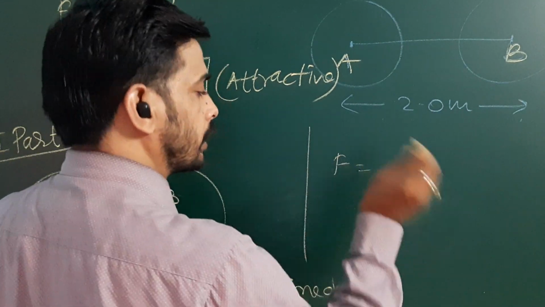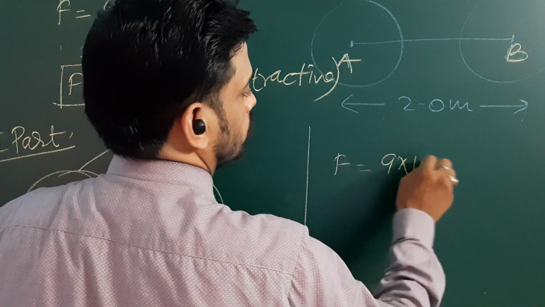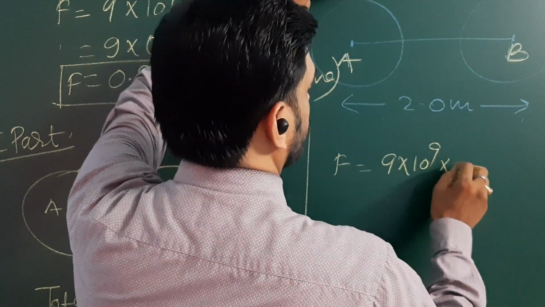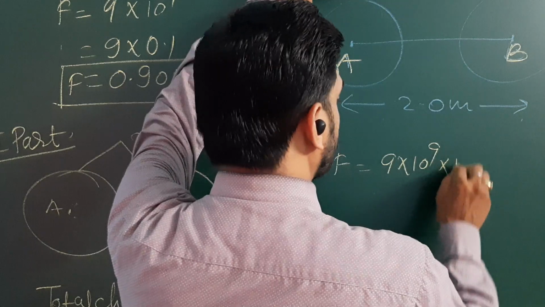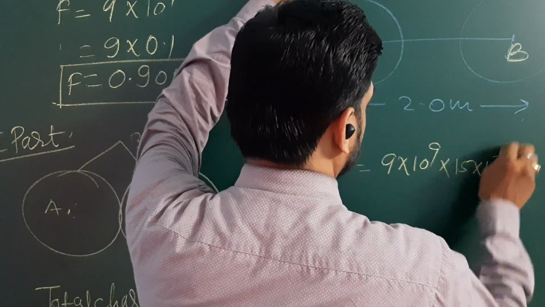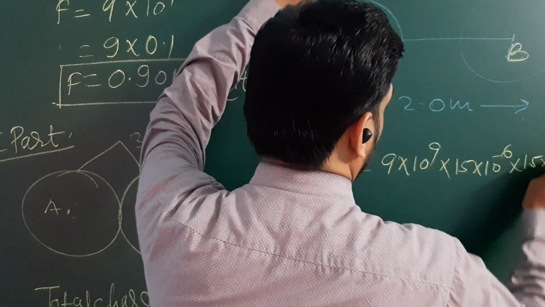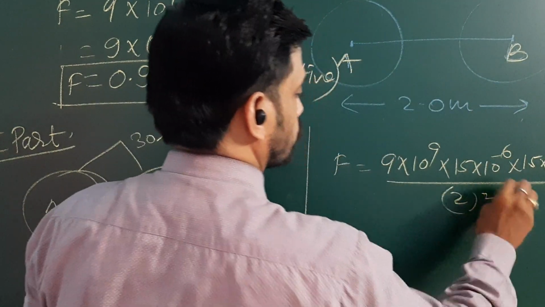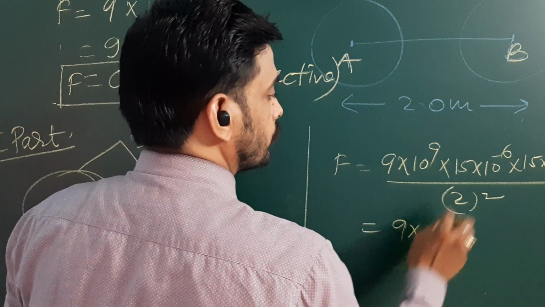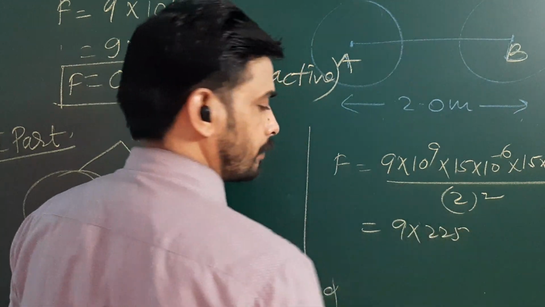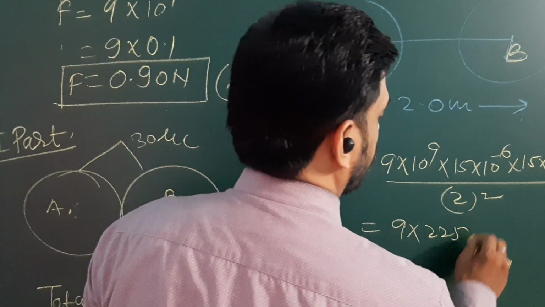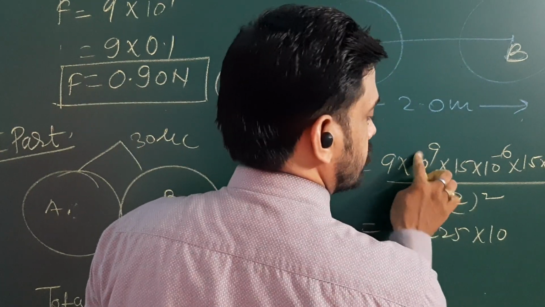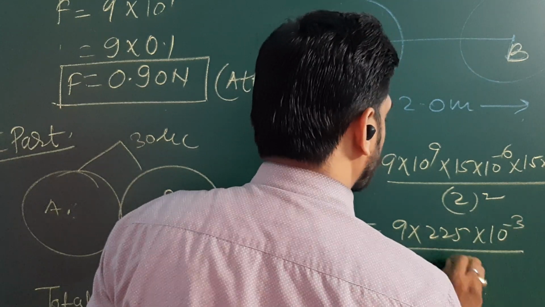F is equal to, according to Coulomb's law, I am just going to write the formula 9 into 10 power 9 Q1 Q2. I'm just going to put the values directly. So 15 into 10 power minus 6 into 15 into 10 power minus 6 and by r square, 2 square. So 9 into 15 into 15, 15 15 that is 225 into 10 power, it will be minus 12 and this one is plus 9, so minus 3, and by 4.